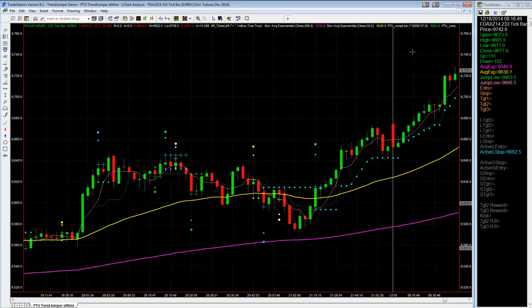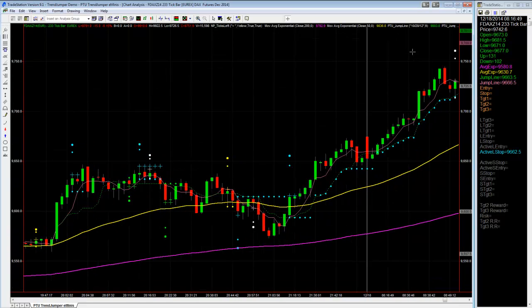We start looking for a trade at 9 a.m. Eurex time, exchange time. So this is great for those trading in the late night or in the evening or over on the other side of the world in the European session. The DAX futures is an amazing strategy and market to trade using the 233 tick with Trend Jumper.